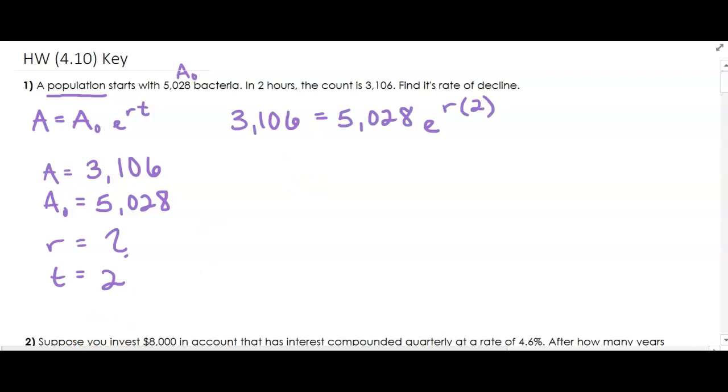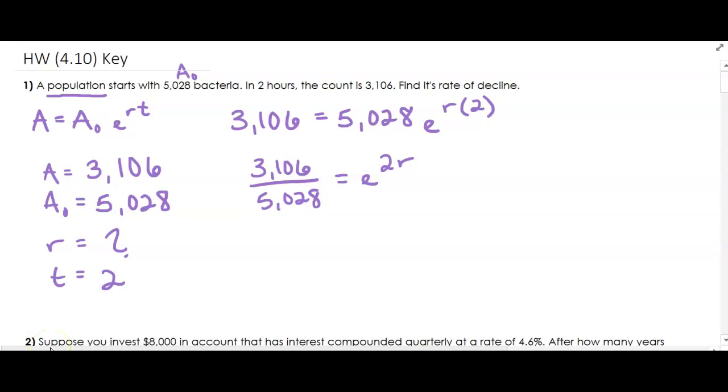When I plug all of these numbers in, I get an equation that looks like this. What I notice is I'm trying to solve for r, which is a variable in my exponent. Hence, we are trying to solve an exponential equation. And when we were talking about doing this, there are literally two steps: isolate my base with my exponent, and then rewrite with a log. In order to isolate my base and my exponent, I need to divide both sides by 5,028 because that value is being multiplied times my base to the exponent.